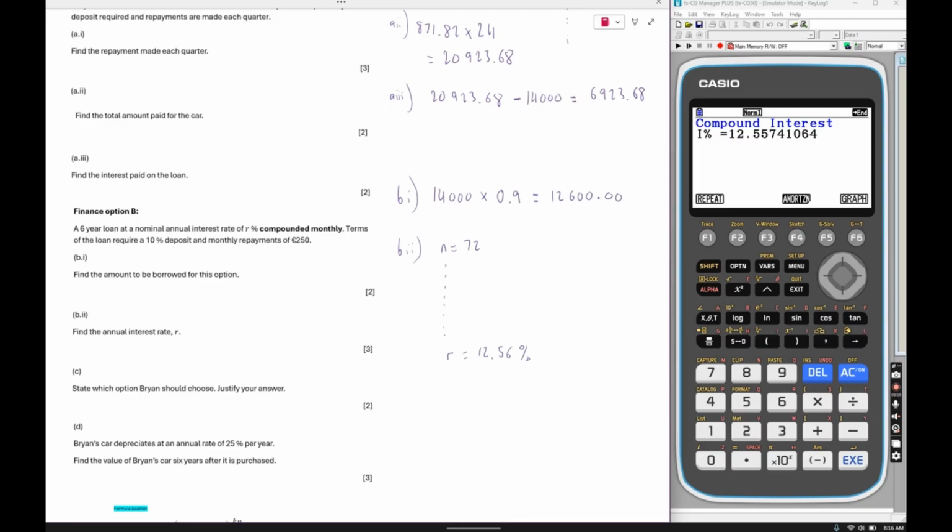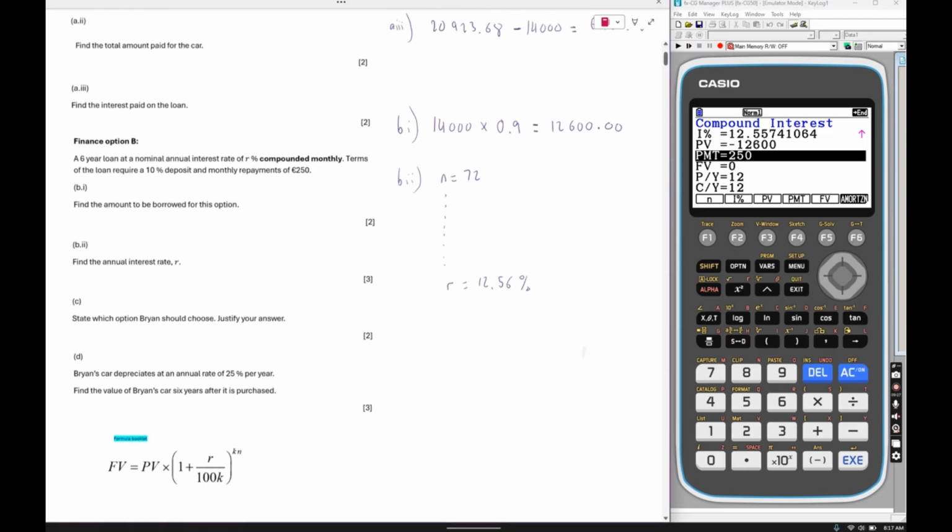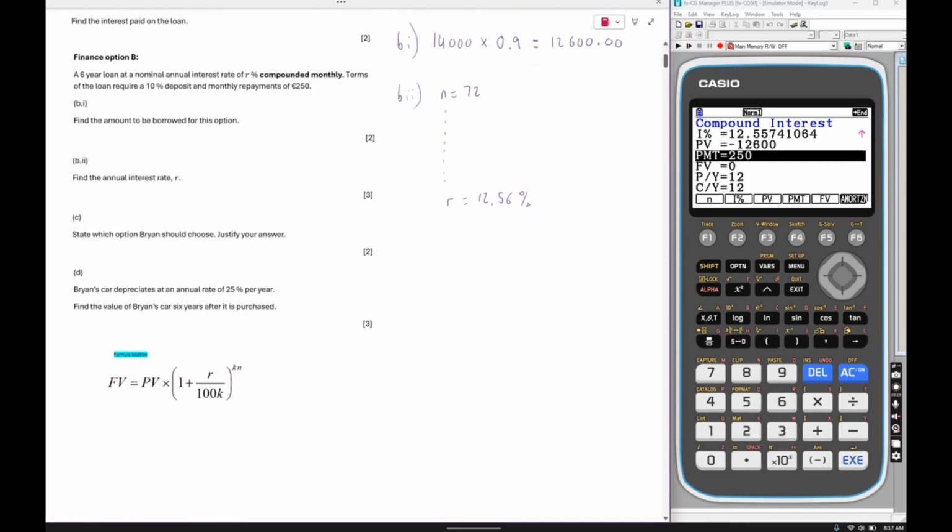You need to be a little bit careful with the negative and the positive. So if your present value is negative 12,600, your payments are going to be positive. You could do it the other way around with a positive 12,600, but then your payment is going to be negative. It doesn't matter. You just need to get familiar with how you like to do it on your calculator. So do a few questions and make sure you can get it right.